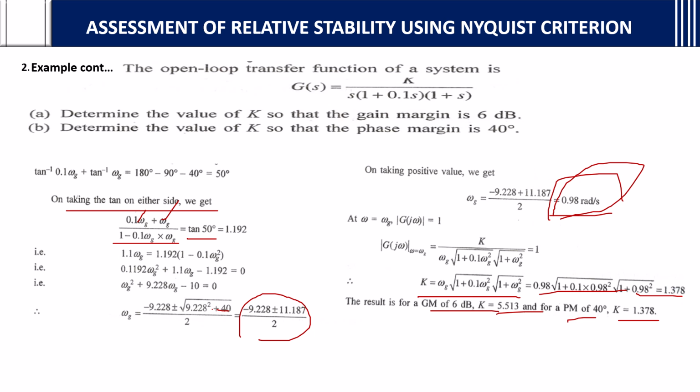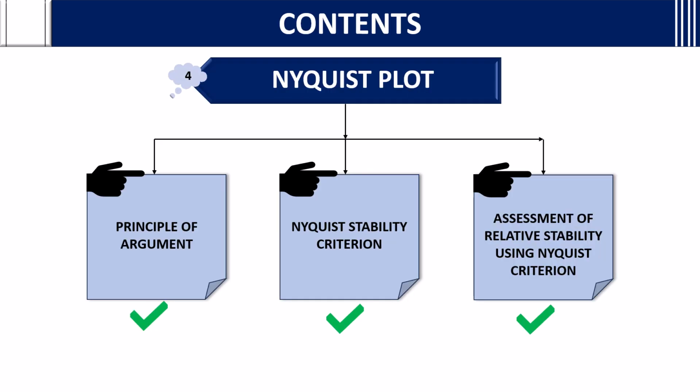You should just equate it to 0, just substitute, equate it to 0 and equate it to 1. Like that, if you do, you will easily get the values. You just substitute, you will get the K values. The same procedure you need to follow. So this completes the assessment of relative stability using the Nyquist criterion, and I have also discussed two sums.